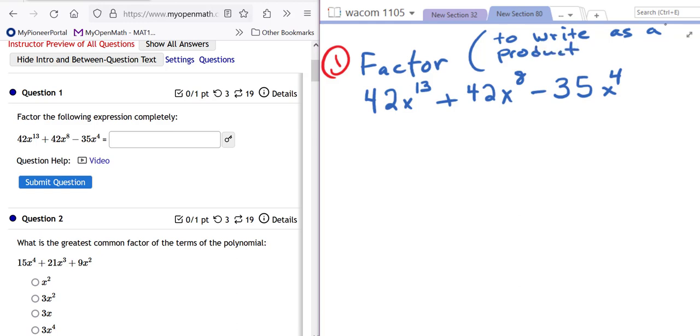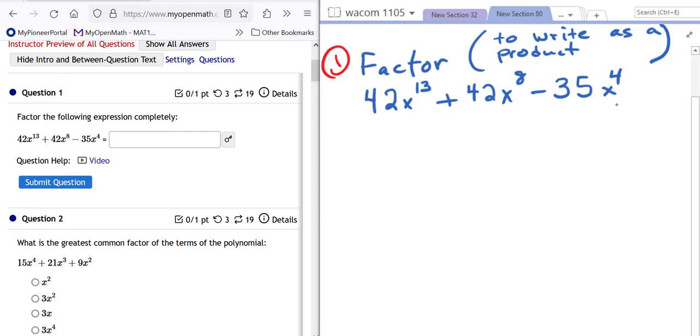When we finish this chapter, we will have several techniques of factoring. And you can always try a GCF on any kind of problem. So that's why we start with that one. And so we need to pick out the GCF here.